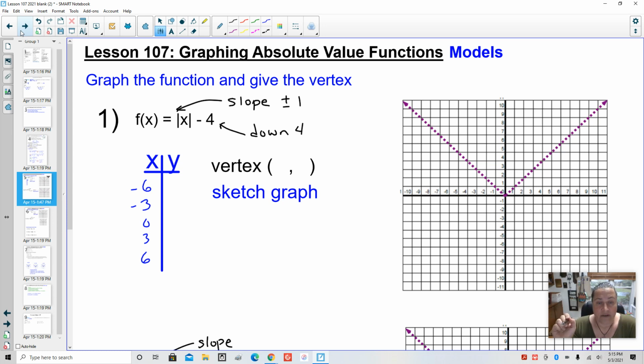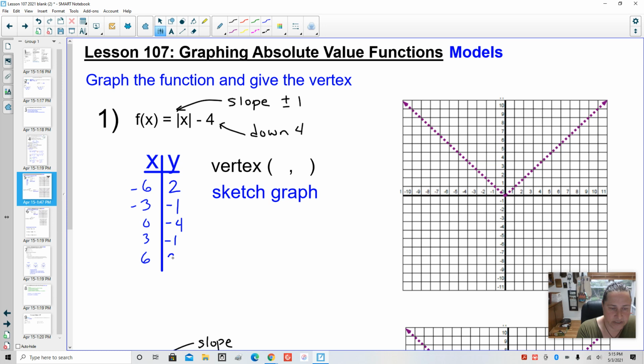And we know that the whole thing is going to get shifted down 4. So we actually can graph this without doing the XY table, but let's go ahead and do that. If I had -6, the absolute value of -6 is 6, minus 4 is 2. The absolute value of -3 is 3, minus 4 is -1. The absolute value of 0 is 0, minus 4 is -4. The absolute value of 3 is 3, minus 4 is -1, and the absolute value of 6 is 6, minus 4 is 2.